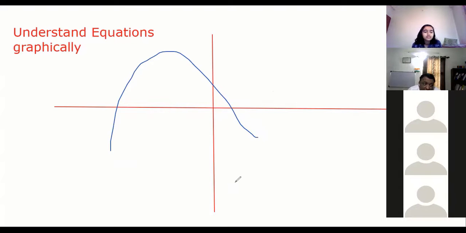Okay, sir. So you can solve an equation either graphically or analytically. Graphically, what will happen? How many times is it cutting the x-axis? Now this one is cutting the x-axis at how many points, Manoj?